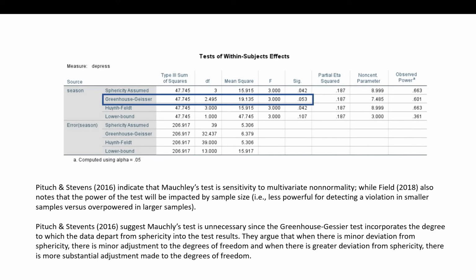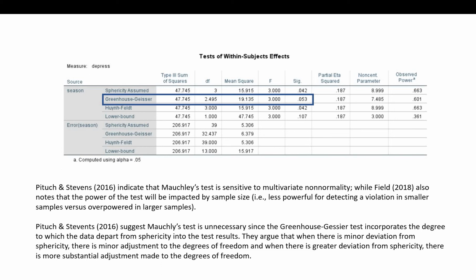Okay, so Pituch and Stevens indicate that Mauchly's test is sensitive to multivariate non-normality, and Field also highlighted the importance of considering the sample size when making judgments using this test. Basically, the test will be less powerful for detecting a violation of sphericity in smaller samples and overpowered perhaps in larger samples. So Pituch and Stevens suggest that Mauchly's test is essentially unnecessary since the Greenhouse-Geisser test incorporates the degree to which data depart from sphericity in the test results.